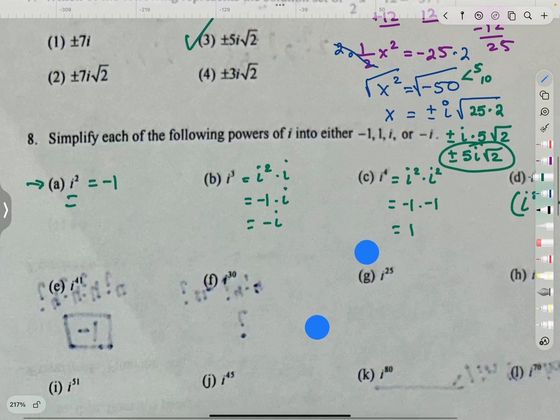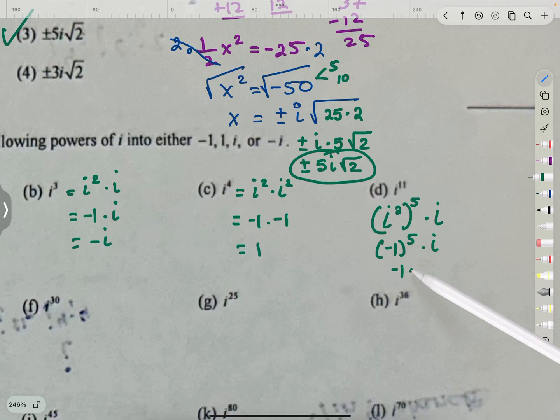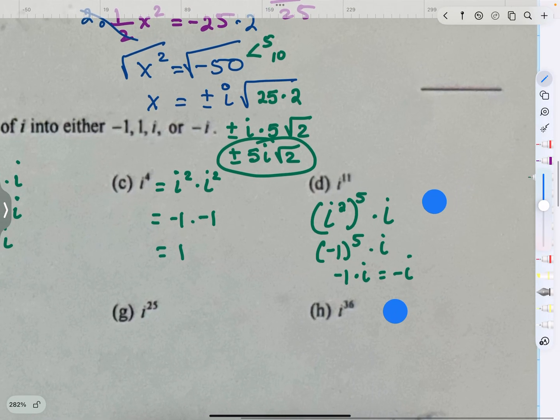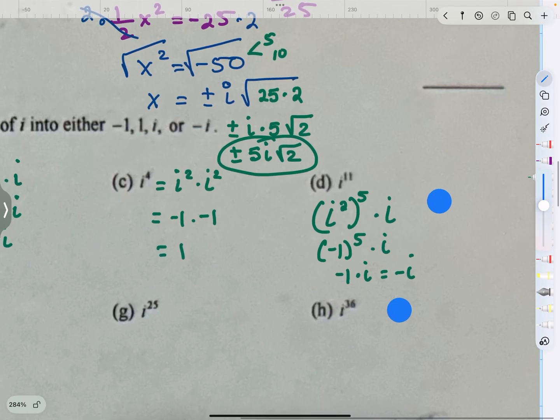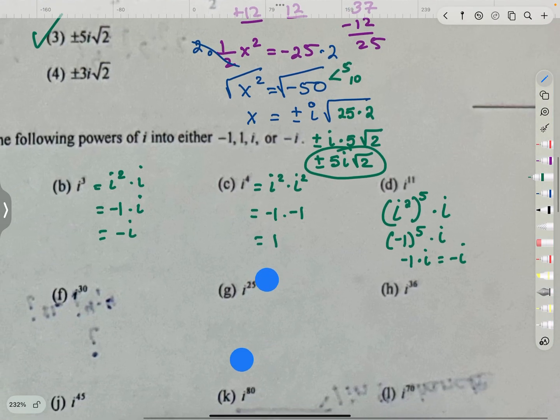So let's see here. i squared is negative 1. So it's negative 1 to the fifth times an i. Well, a negative to the fifth power will still be a negative 1, right? That's an odd number of negatives multiplied together. Looks like a negative i. Probably not the easiest way to do that one, but I think I have to do it that way.